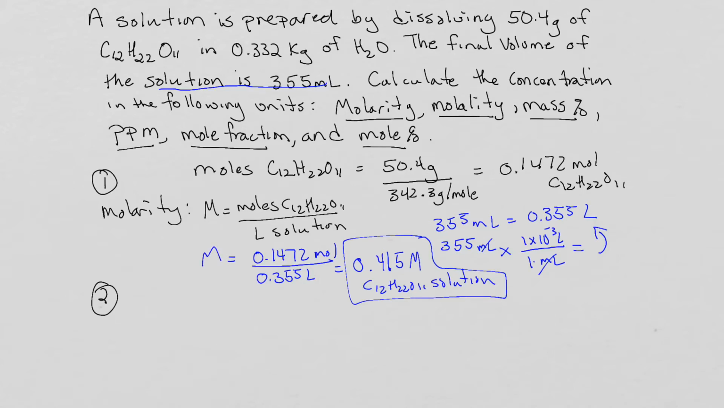Now, what about molality? So remember, molality equals moles of C12H22O11 divided by kilograms of solvent. Now, our solvent here is, of course, water, right? And we were told up here that I have 0.332 kilograms of water. This is how much I dissolved it in. So this one's pretty straightforward, right?